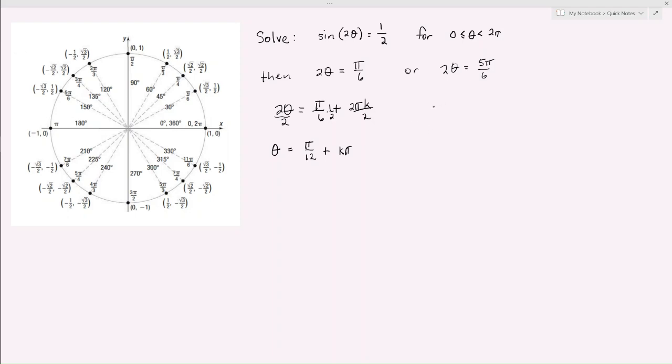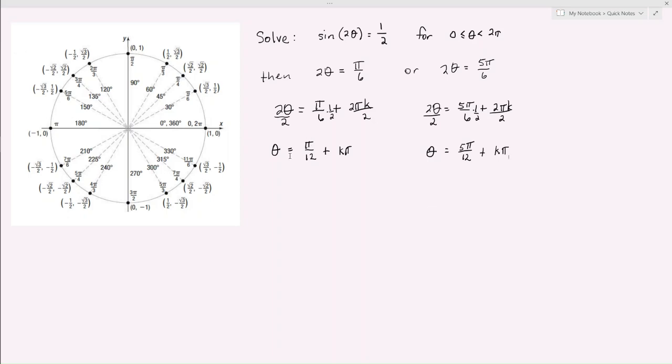And over on this side, we have 2 theta equals 5 pi over 6 plus 2 pi times any integer. And the same thing here, we're going to reduce. So the other case is where theta is equal to 5 pi over 12 plus some integer times pi.